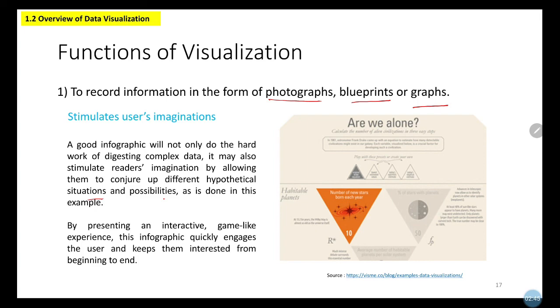In this example, if you go to this website, they are interactive. They provide a game-like experience for the user. This infographic quickly engages the user and keeps them interested from beginning to end. But if you present them on paper, of course it's not interactive. You can go to this site to learn more about this diagram.